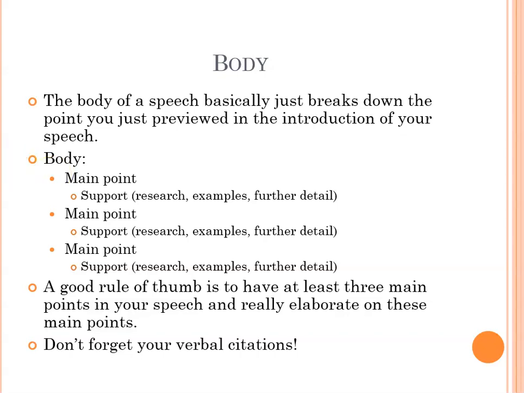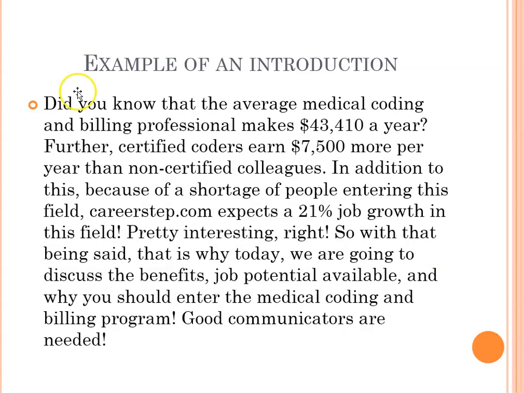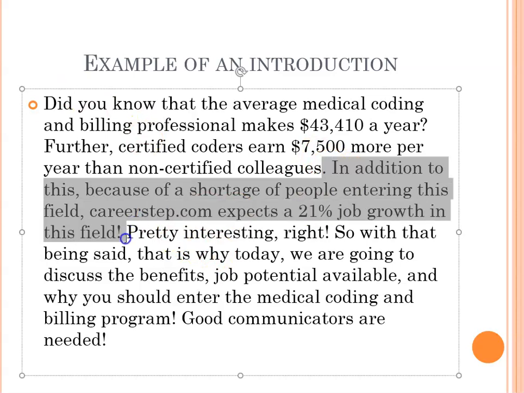So I'm going to take all those points I just previewed, and I'm going to go over them one at a time, discussing support for it. One at a time, discussing support for it, okay? A good rule of thumb is to have at least 3 main points in your speech and to really elaborate on those main points, and really not more than 5. So don't forget your verbal citations as well. And this was a good example of a verbal citation that I just gave you here.